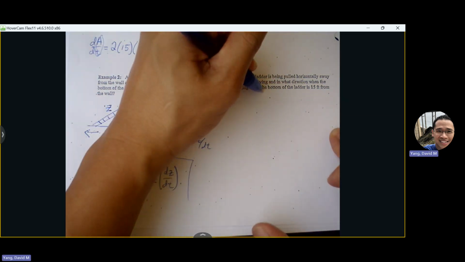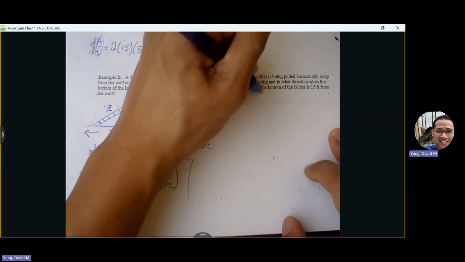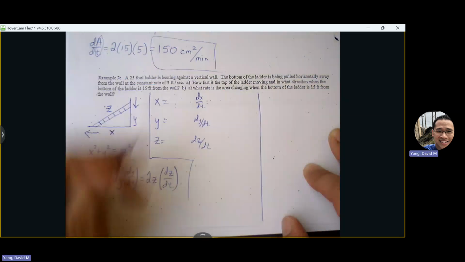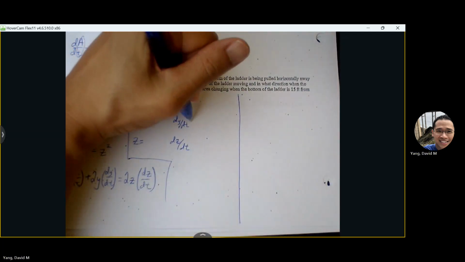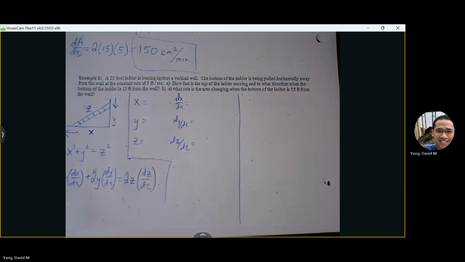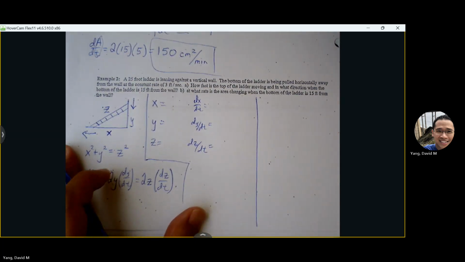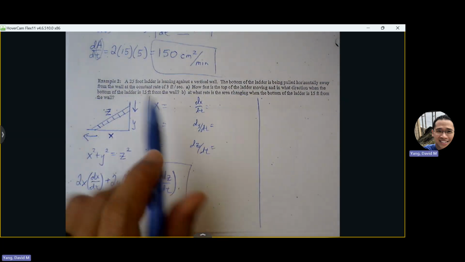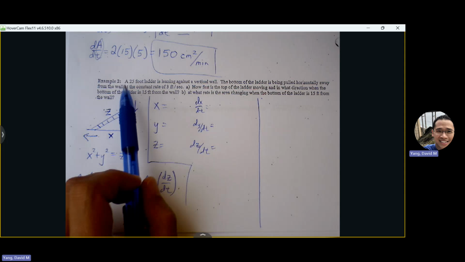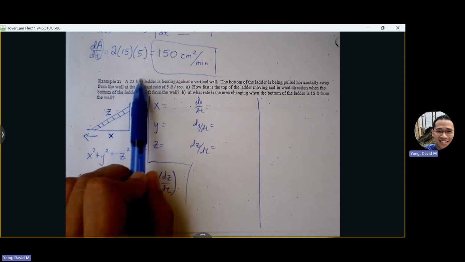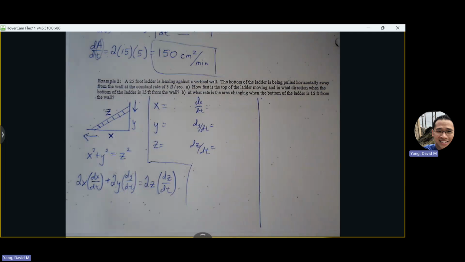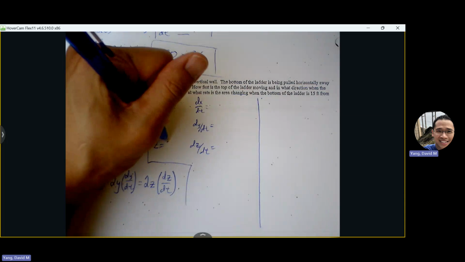Okay, we do want to save a little bit of space on the right because we are going to do a part B a little bit later. Okay, so we go back to our problem here and reread the problem. A 25-foot ladder is leaning against a vertical wall. So where do you think that 25 is going to be associated with? Yeah, 25-foot ladder, that's the hypotenuse.